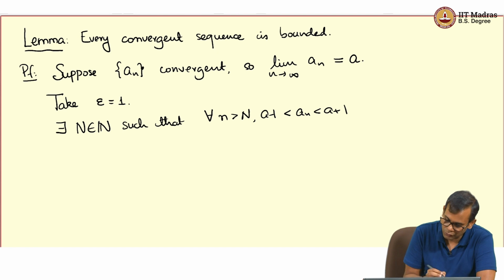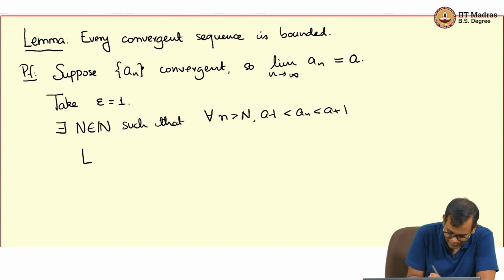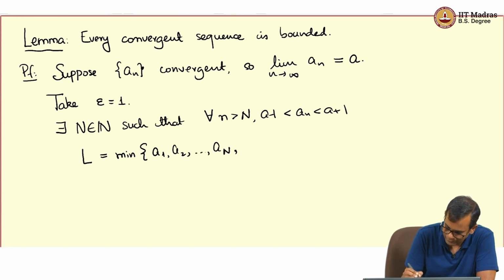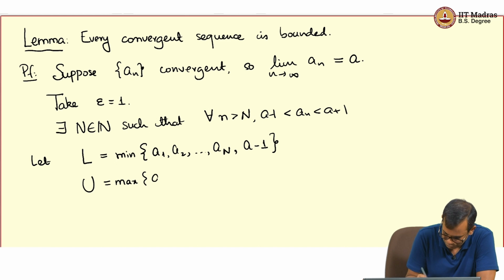To find a bound for the whole sequence, all I have to do is take L, my lower bound, to be the minimum of the first capital N terms of the sequence, a_1, a_2, up to a_N, and then a - 1. And let U be the maximum of the first N terms and a + 1.